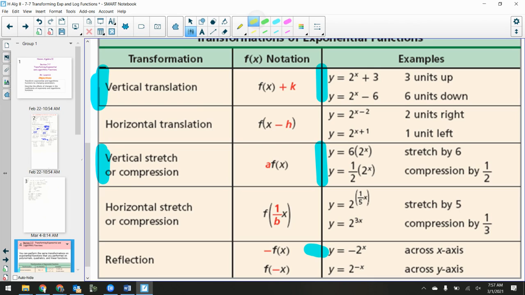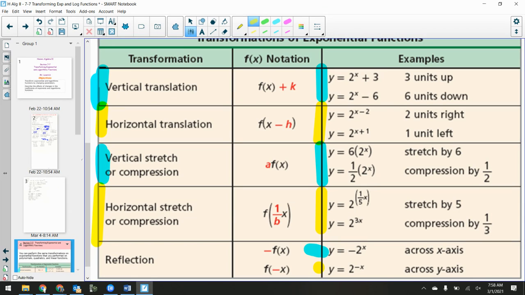Take a look at everything horizontal. The horizontal translations, and then the horizontal reflection. Where is all of that stuff happening? In the exponent. The unique thing here is everything horizontal is contained up in the exponent. Anything vertical is happening down below. Addition and subtraction means the translations. Multiplication means the stretches and compressions. And then obviously negatives would denote a reflection.